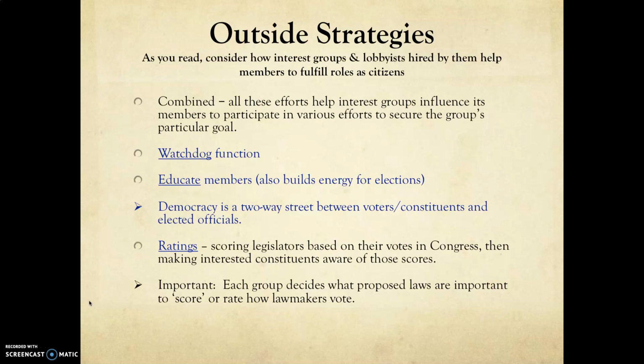So consider all of these different strategies and tactics that interest groups may utilize. They don't use them all. Interest groups will decide what's most effective for them based upon their strategy and goals of what they want to achieve at any given moment in any given year.